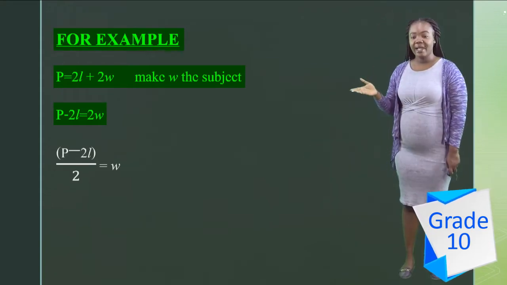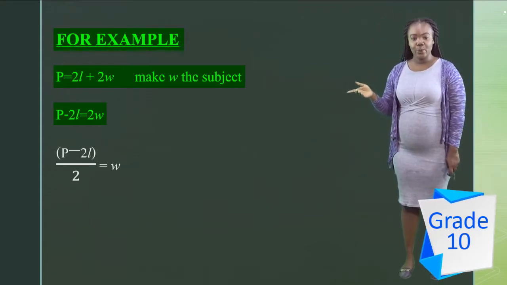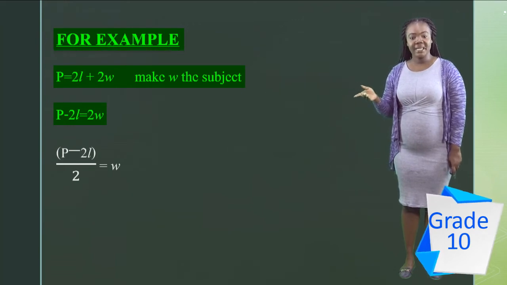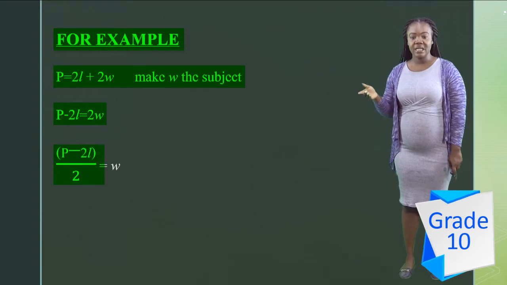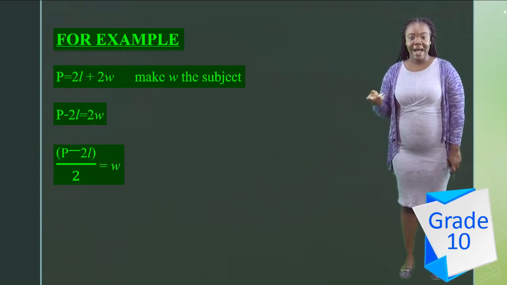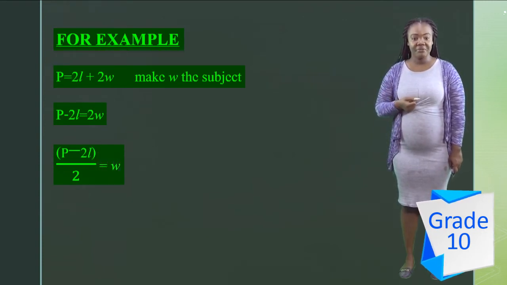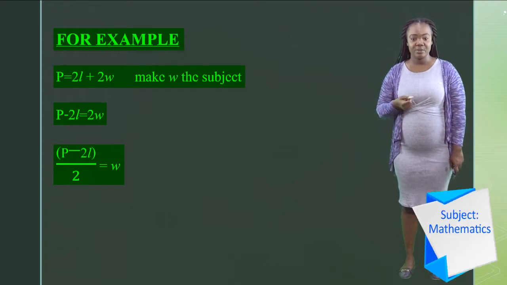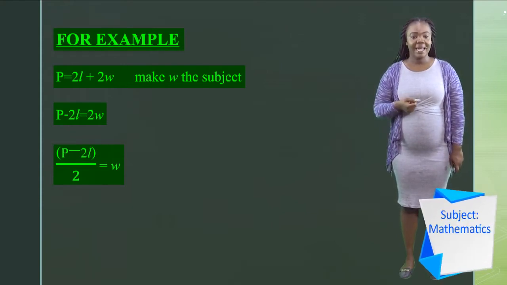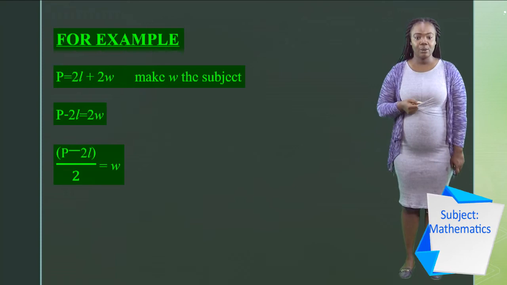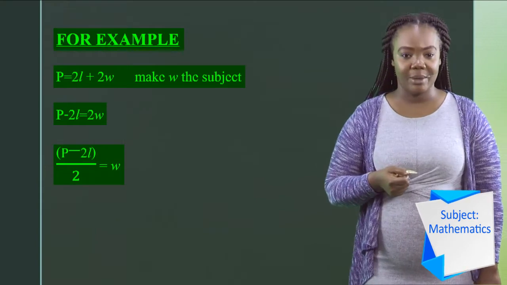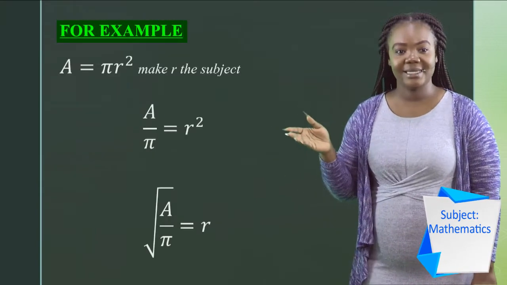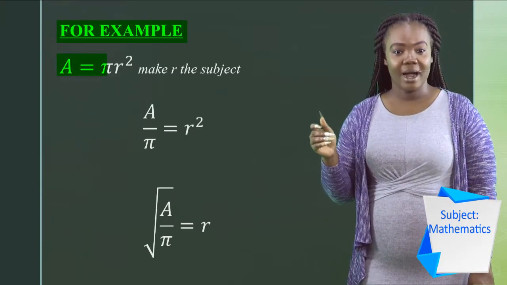So when we divide both sides by 2, we will end up with P minus 2L, divided by 2, is equal to W. And that is how we solve to find the subject, or to change the subject rather, of the formula in the equation P is equal to 2L plus 2W. Now let's take a look at another example. Now the example says A is equal to pi r square.